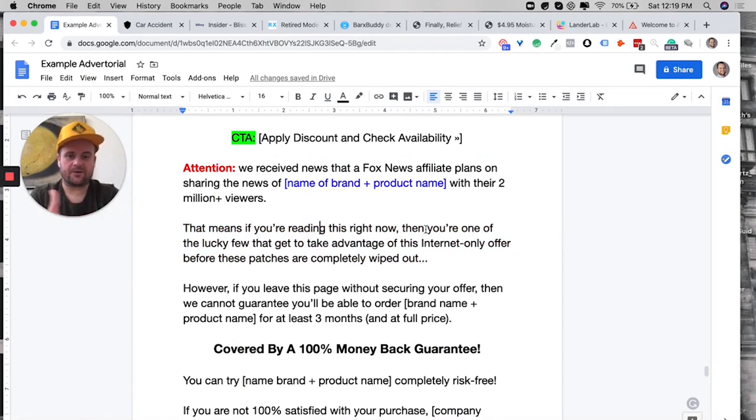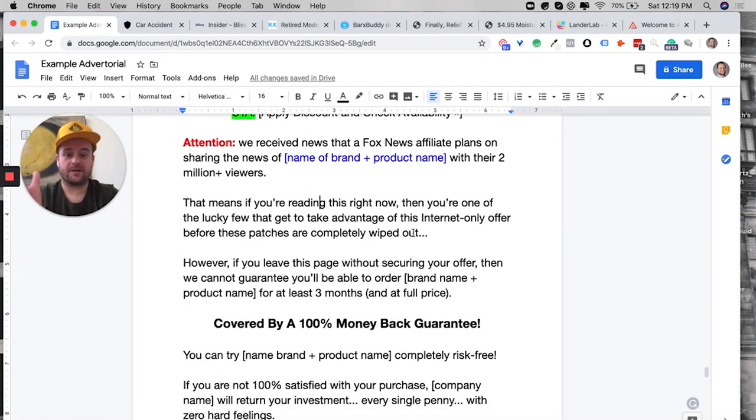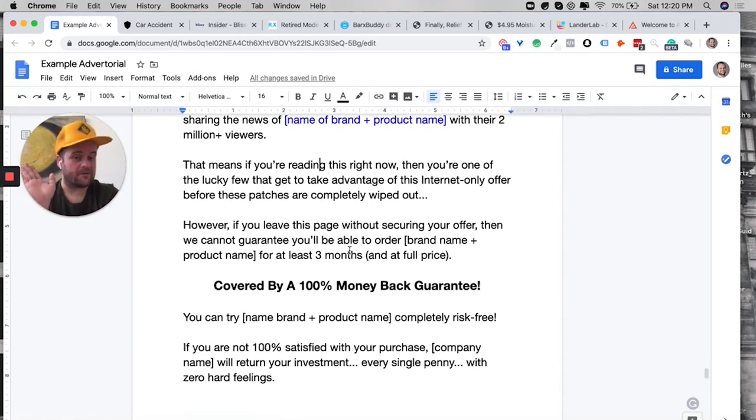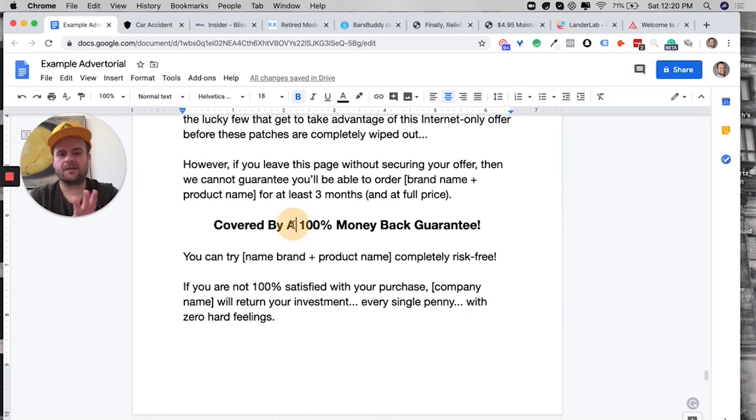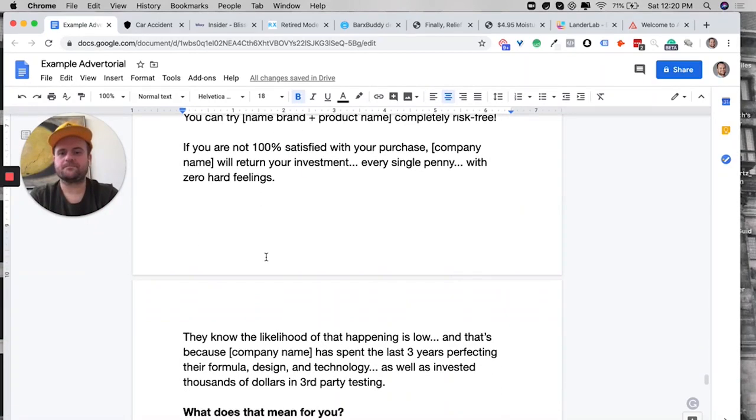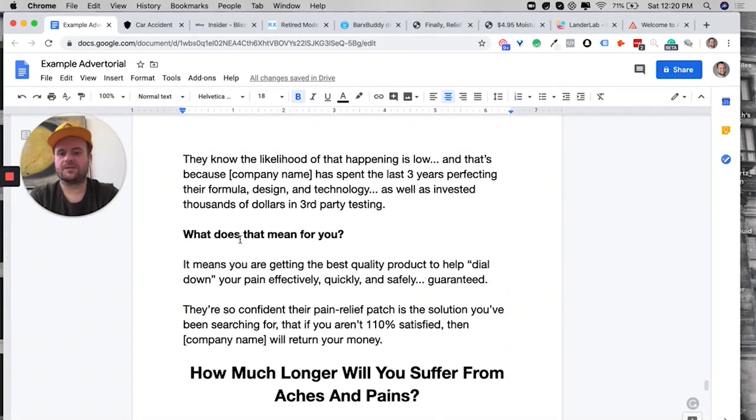That means if you're reading this right now, you're one of the lucky few to take advantage of this internet only offer before these patches are completely wiped out. However, if you leave this page, I'm letting them know, don't leave this page. Take advantage. Without screening your offer, we cannot guarantee you'll be able to order the name for at least 3 months and at full price. So take advantage of it now, right? And immediately goes by the guarantee. Try it risk-free. What does this mean for you?